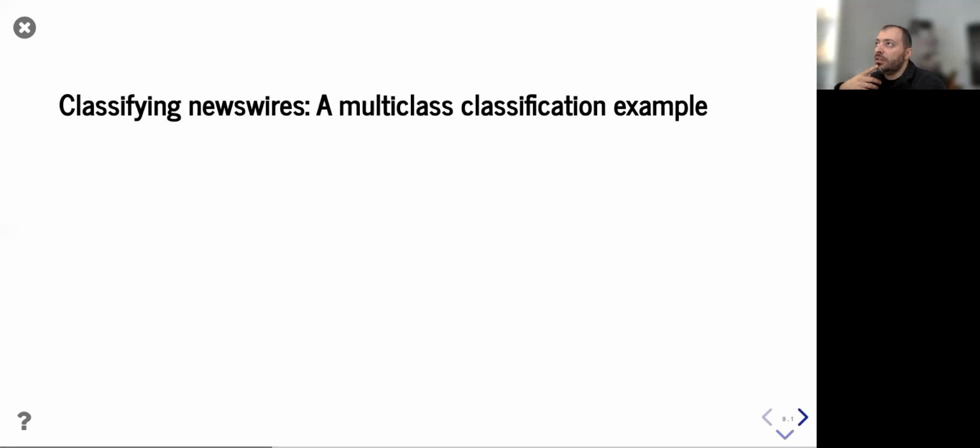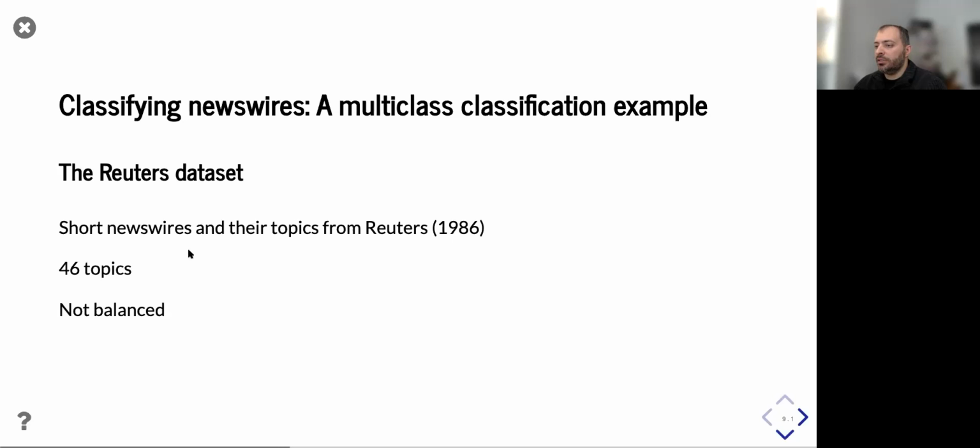So the second task that we will deal with today is a multi-class classification problem, where we classify newswires. The data come from the Reuters dataset. So we have short newswires and their topics from Reuters published in 1986. We have 46 different topics, 46 different categories, and the data are not balanced. We don't have the same amount of samples for each topic.